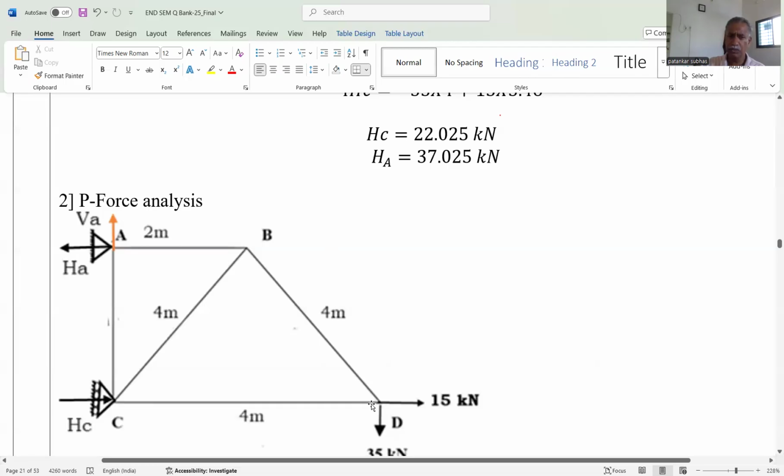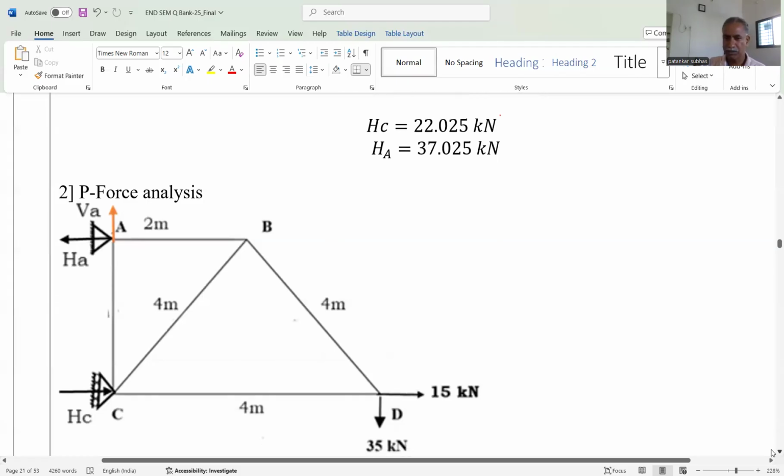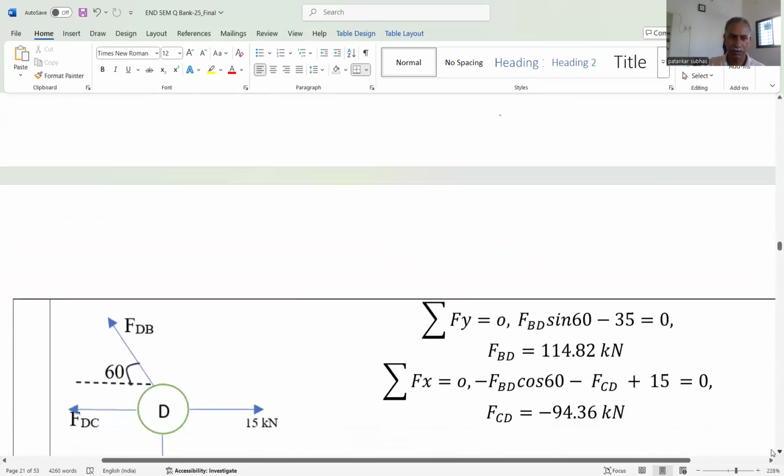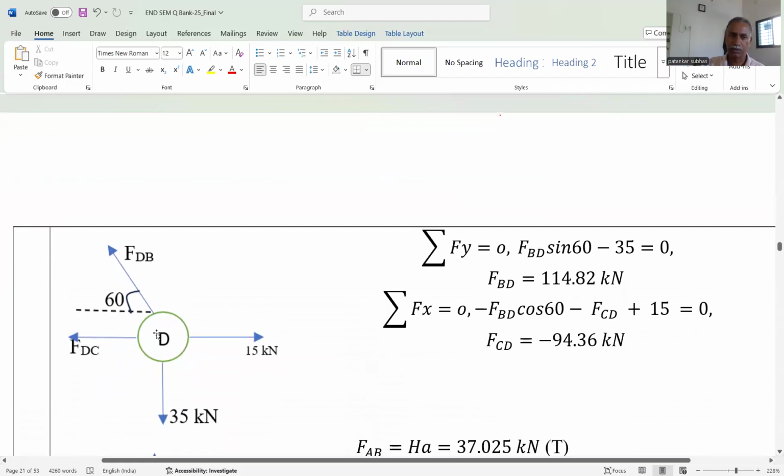At joint D, there are two members, one is the force in member DC and the other is the force in member BD. These are the two unknowns, that's why we can consider joint D. There are two external forces, 15 kilonewton and 35 kilonewton. So this is the free body diagram of joint D, with the forces along members DC and DB. This angle is 60 degree.